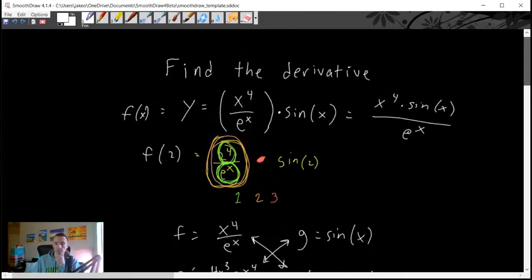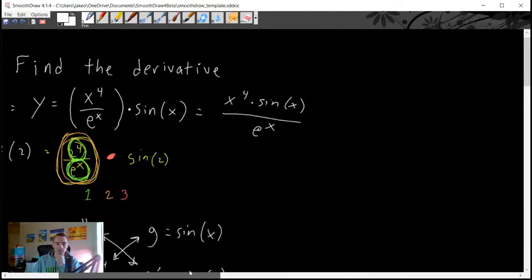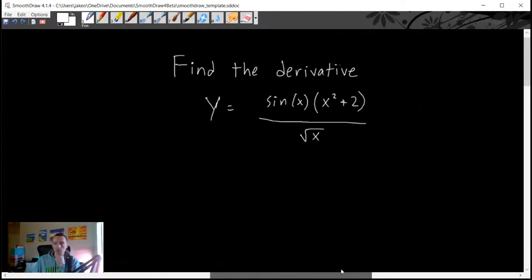So yeah, go ahead and, if you don't believe me, test it out. Go through quotient rule doing this function here and see what you end up with. I bet it's going to be the same as what we got.